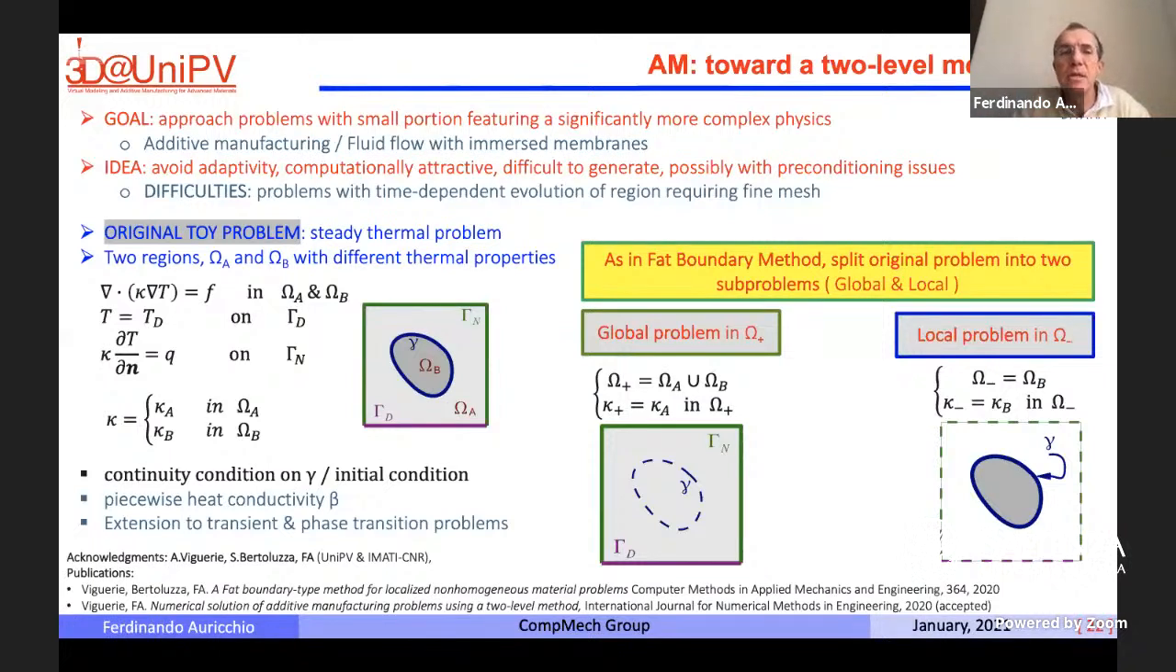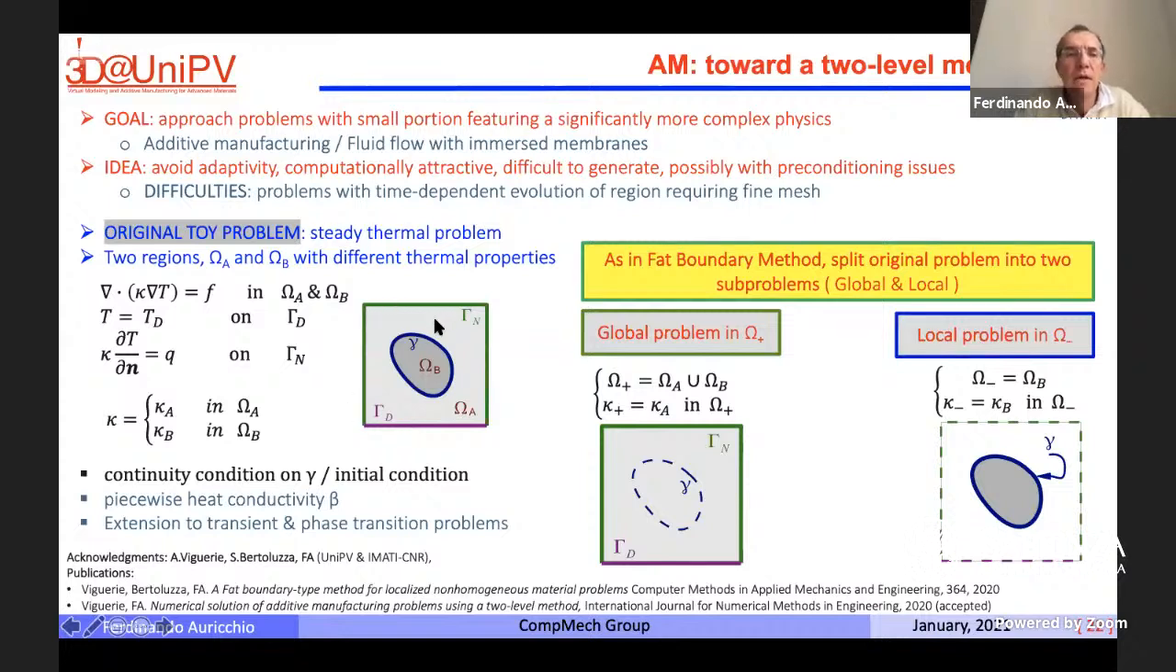And here you can see the development of what we name a two-level method. That's a collaboration with Alex Viguerie and Silvia Bertoluzza, and comes from a previous work of Silvia Bertoluzza. Here I'm showing the concept on a toy problem. Let's assume that we have a thermal problem on a domain like this, and inside this domain we have a region B. So we have a region A and a region B, and for example, we have different constants in region A and region B.